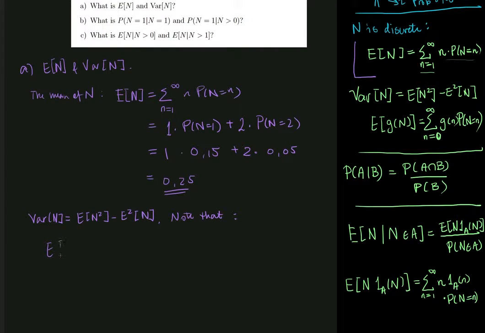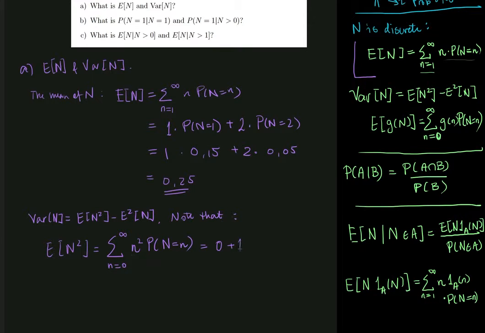Now, E of n squared is equal to, and here we can use the formula that tells us how to find the mean of a function of n, where that function is that we take n and square it. So that's equal to the sum from n equal to 0 to infinity of n squared, and for each of these values n squared that our variable can obtain, we multiply by the probability that that will happen. So first of all, the first term is just 0, right? So we don't need to think about that.